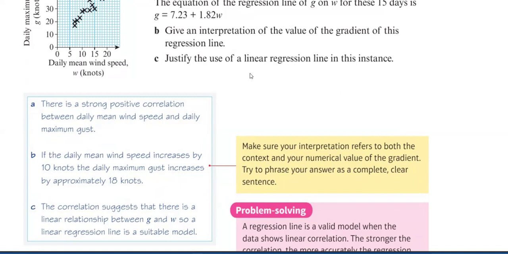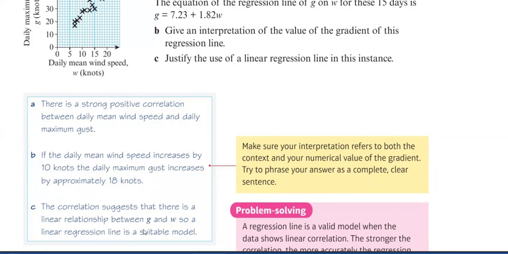Justify the use of a linear regression line in this instance. What is the use? The correlation suggests that there is a linear relationship between G and W. We can clearly find the linear relation between W and G. That is like this, 10 to 80. If W changes by 10, G will change by 18, like this.